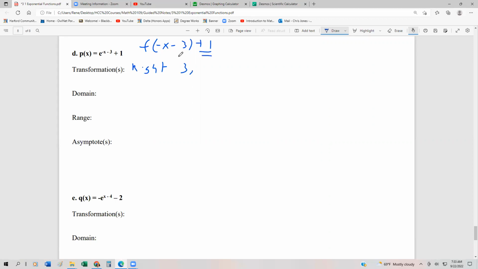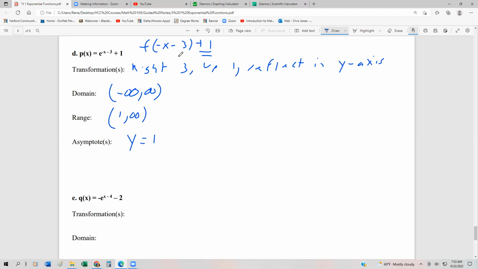The second one, we're going to move up 1. And the negative inside the parentheses is going to suggest that we reflect in the y-axis. Okay, so we're going to reflect in the y-axis. All right. So domain, easy, all real numbers. Range, we moved up 1, so it's going to be from 1 to infinity. Asymptote y equals 1 because we moved up 1.